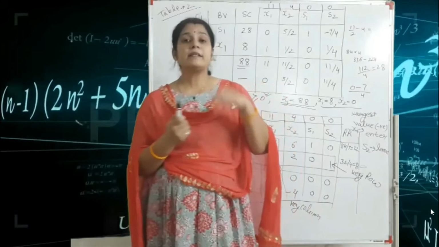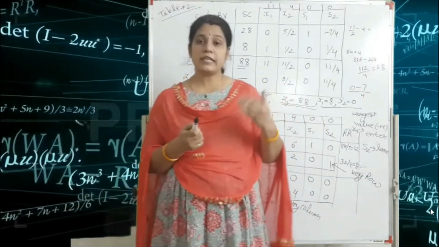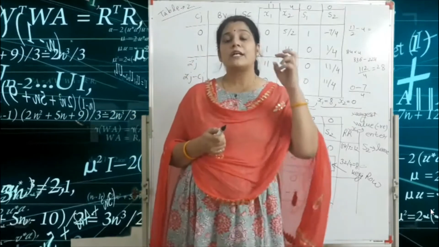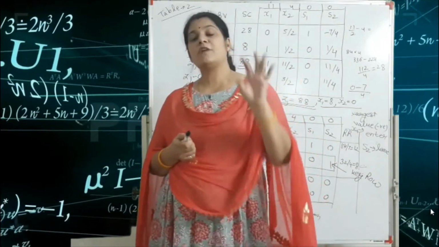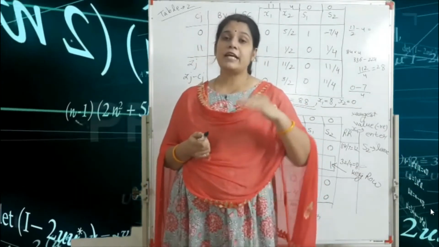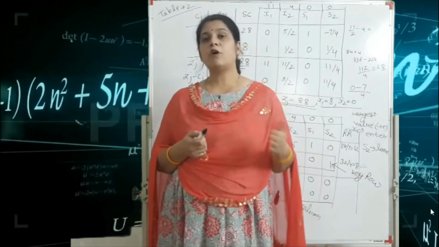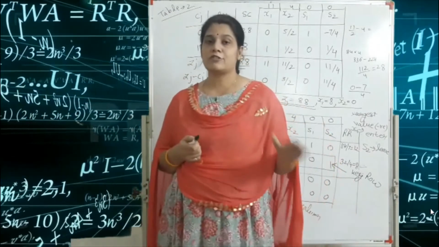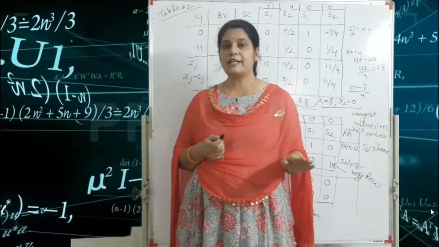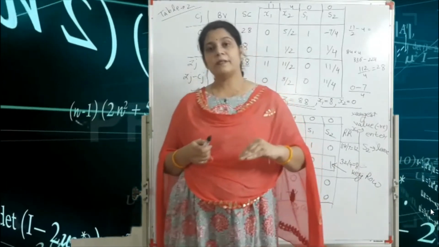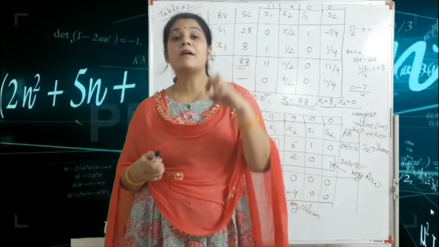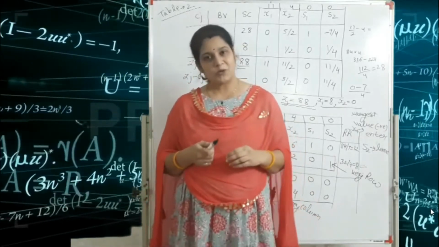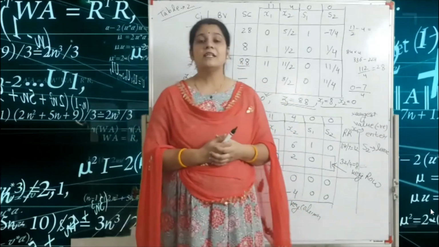Okay, so in the replacement ratio, the condition is always you consider the minimum positive value. Okay, if your values are in negative form, zero form or infinity form, you ignore all these three values. Only consider the positive value, and the leaving variable depends on the minimum positive value. Okay, so this is the example of the simplex method.